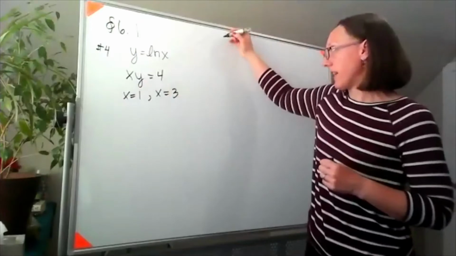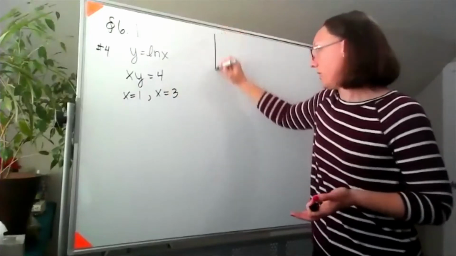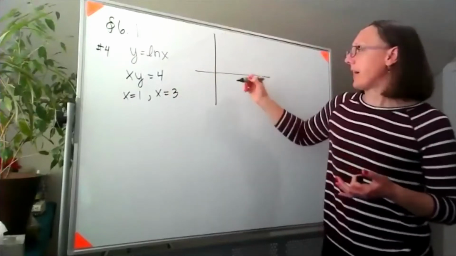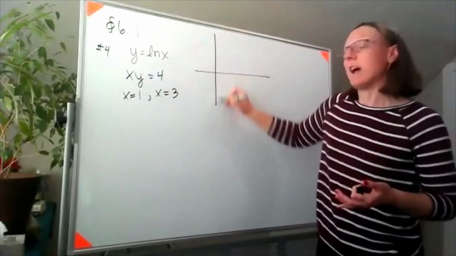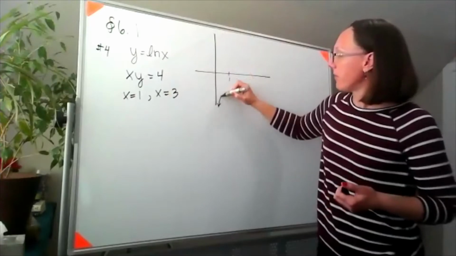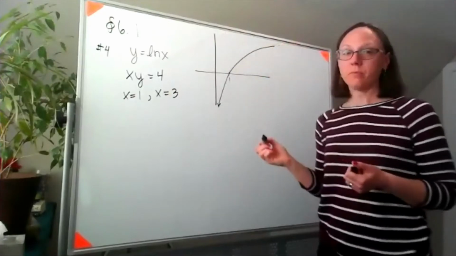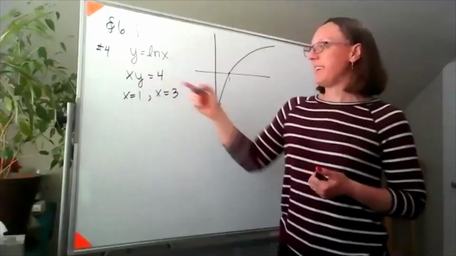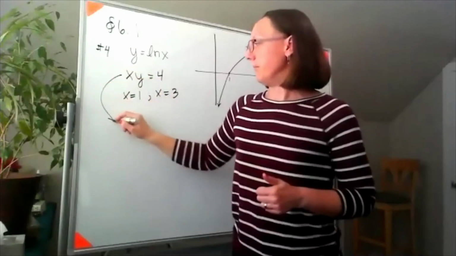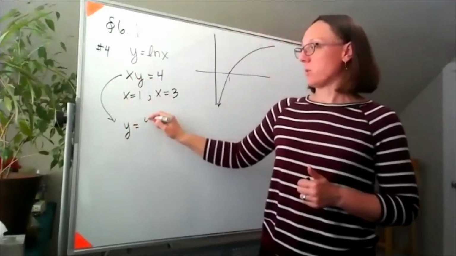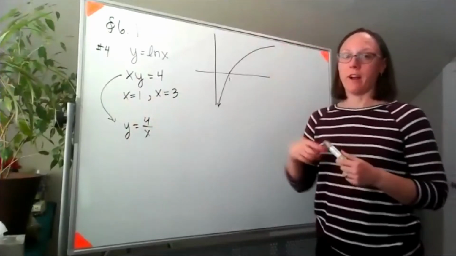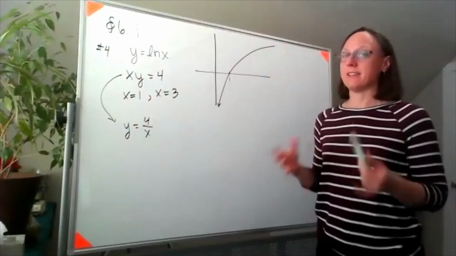y equals natural log of x, that's definitely a graph that we should know the basic shape of. And I know that natural log of x has a vertical asymptote at 0, and it crosses at 1. xy equals 4, the way that's written, I wouldn't know what the graph looks like. But if I rearrange that to say y equals 4 over x, then I know what the basic shape of 1 over x looks like, and that 4 is just going to stretch it.